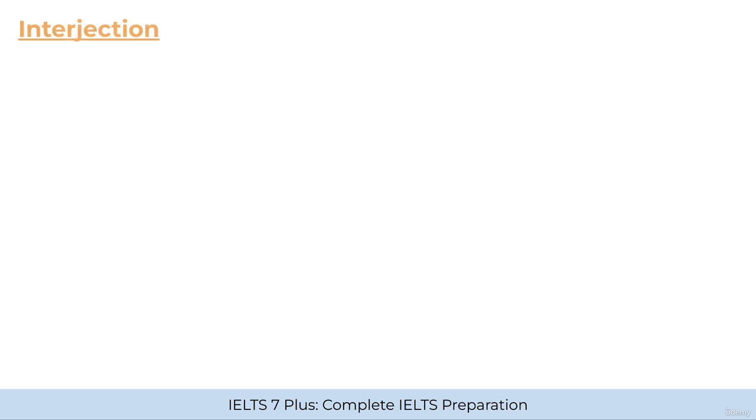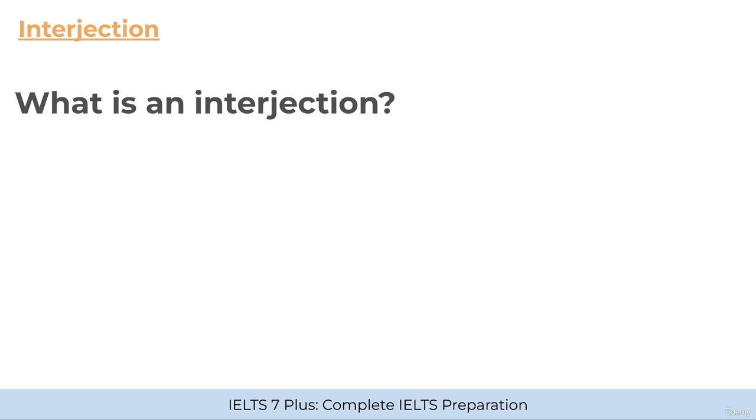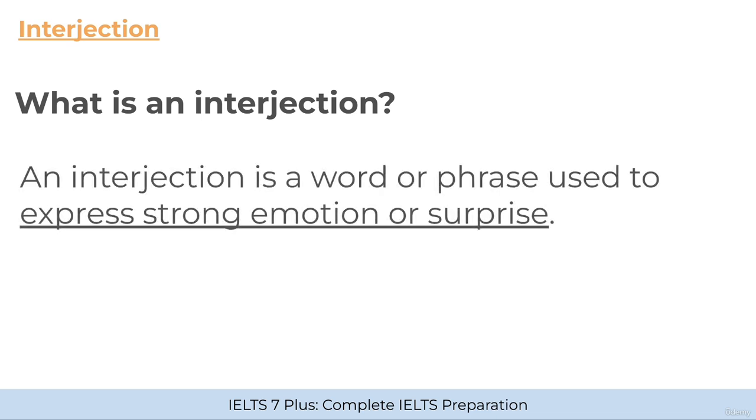So let's move on to interjections, another part of the English language which might not be so familiar to some people. Let's have a look. What is an interjection? Well, this is a word or phrase used to express strong emotion or surprise. So speech and language in general is varied, and it's brilliant in the IELTS exam to include these different emotions, and we'll have a look at some which you can use in your speech and your writing, perhaps.